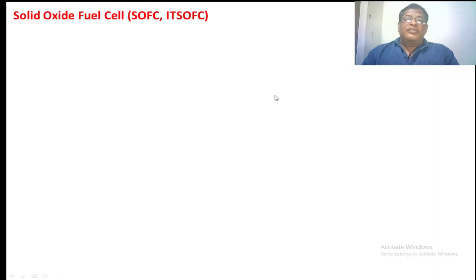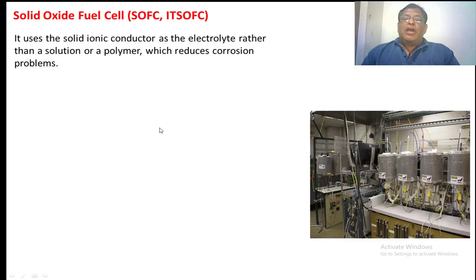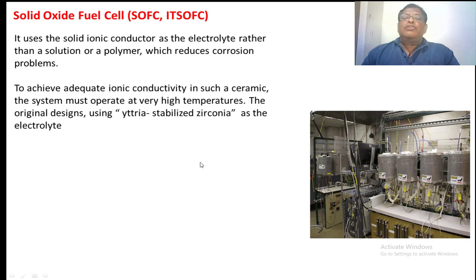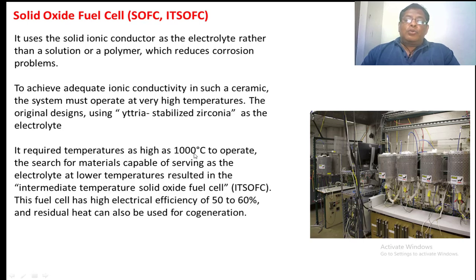Solid oxide fuel cell. It uses a solid ionic conductor as an electrolyte rather than a solution or polymer, which reduces the corrosion problem. It also operates at a very high temperature. The original design used yttrium stabilized zirconia as an electrolyte. It requires nearly 1000 degrees temperature to operate. The efficiency of the cell lies between 50 to 60%. Because of this high temperature, we can use the heat for cogeneration.